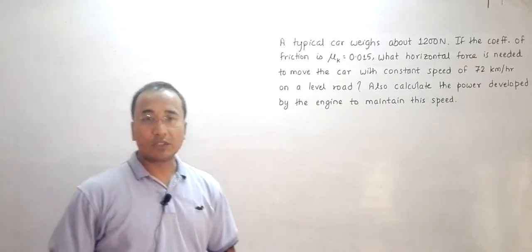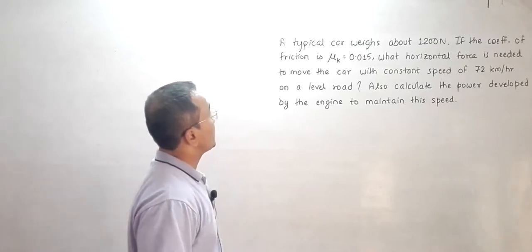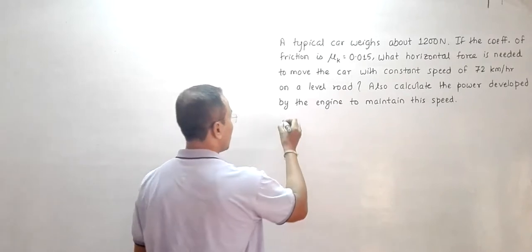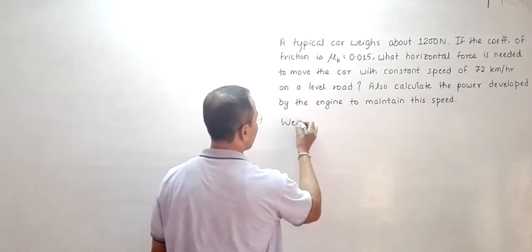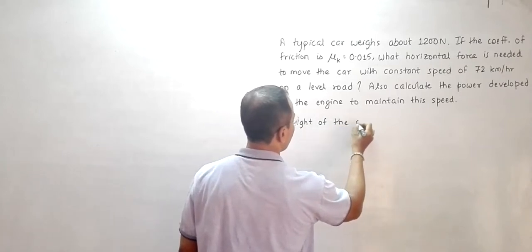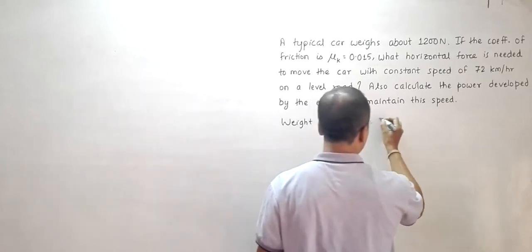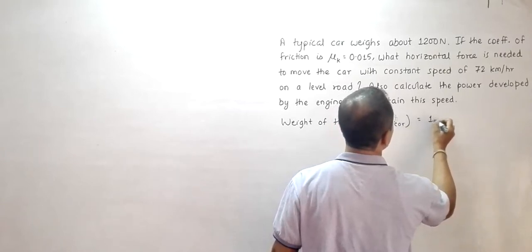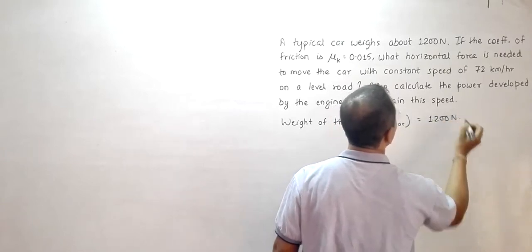Hello, the question for today is: a typical car weighs about 1200 Newton. So the weight of the car, which I can write as W_car, is equal to 1200 Newton.